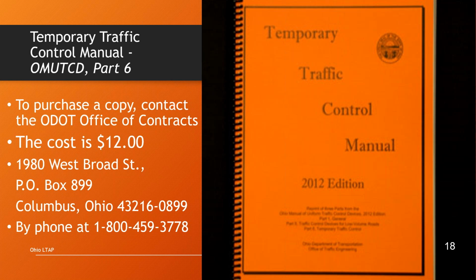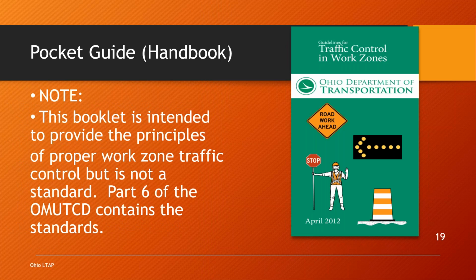Okay, so another resource we have besides the manual is this pocket guide. And I call it the little green flip book, but it's called Guidelines for Traffic Control in Work Zones. And of course, since it's just a small booklet, it obviously doesn't have all the information that the big manual has, but it's intended to provide the principles of proper work zone traffic control, mostly for roadway maintenance activities.